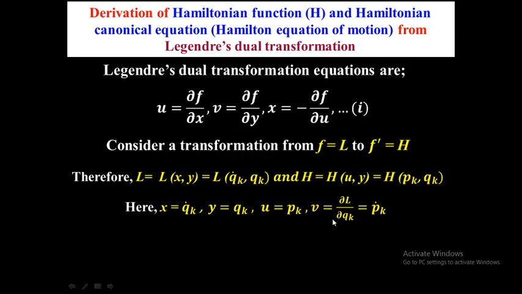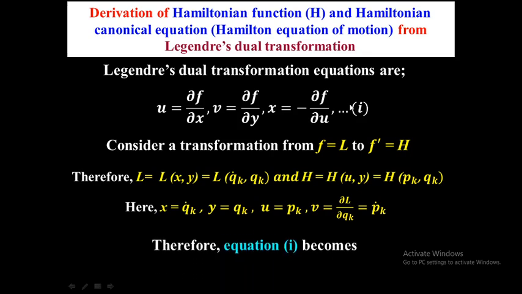So x is equal to qk dot, y is equal to qk, u is equal to pk, and we need v. See equation number 1: v is equal to del f by del y, and f is L, and y is qk. So v is equal to del L by del qk, and we know that del L by del qk is pk dot. So v is equal to pk dot.